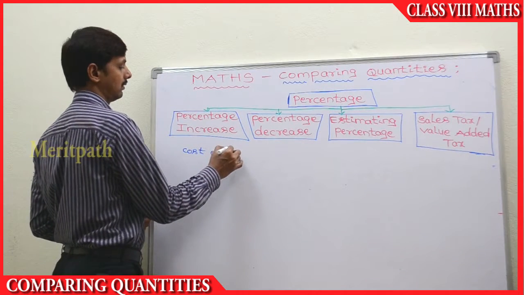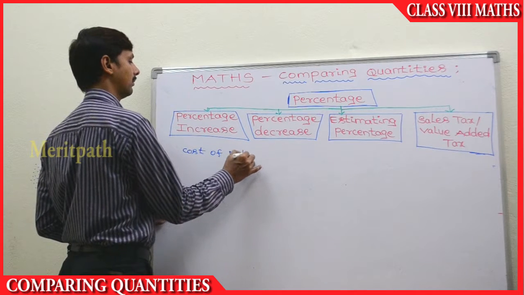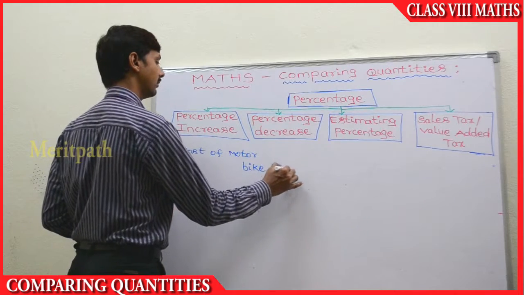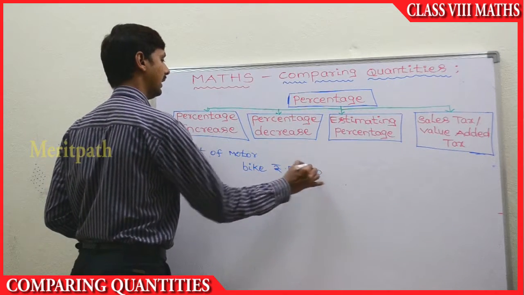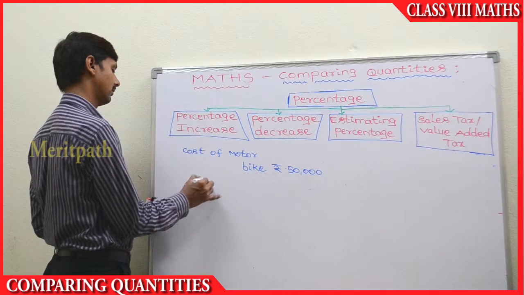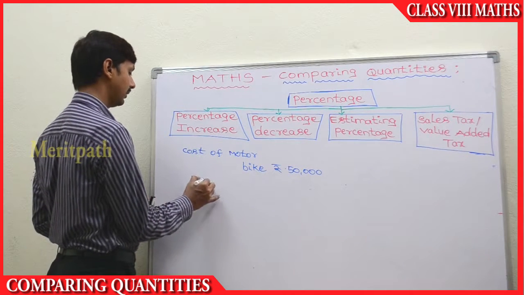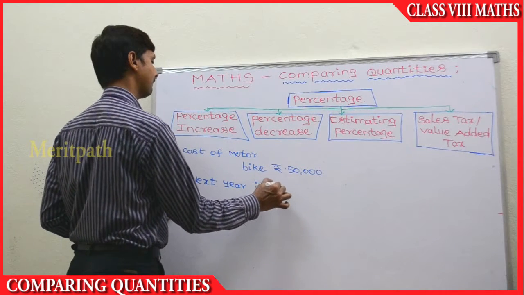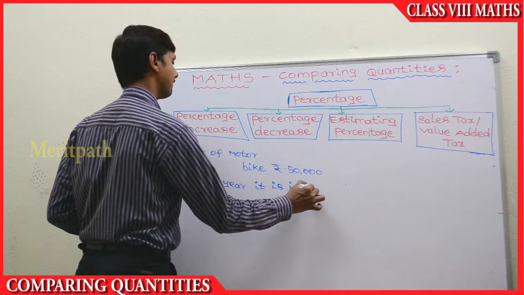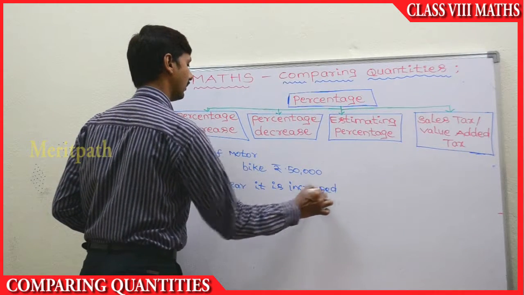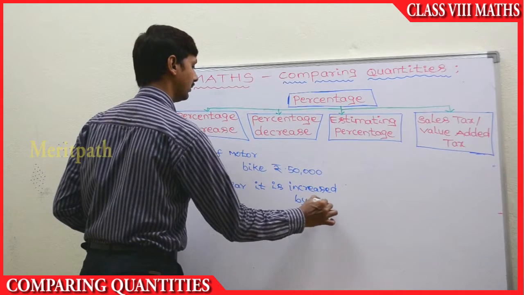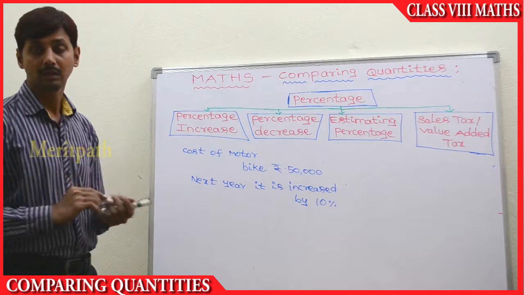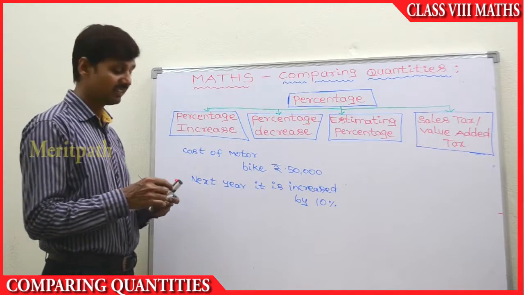The cost of a motorbike is 50,000 rupees this year, and next year it is increased by 10%. So what is the total cost of the motorbike next year after increasing?